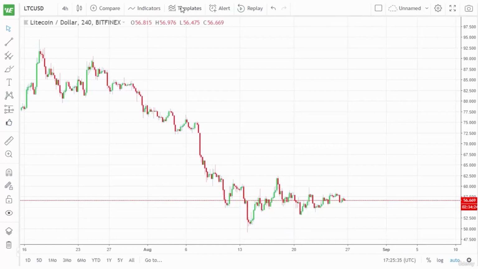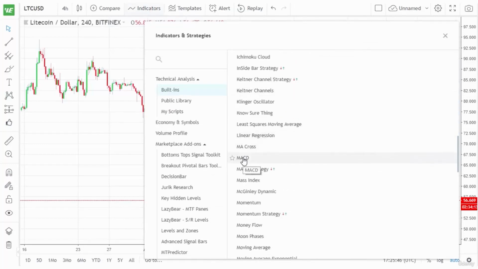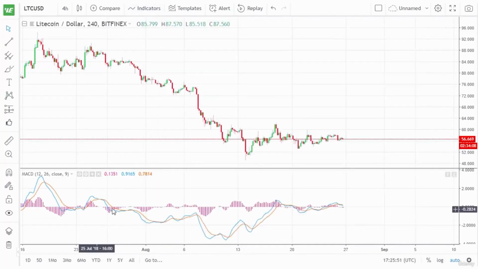I'll go ahead and start this video by pulling up the MACD on the Litecoin dollar 4-hour chart just by clicking on indicators, scrolling down to MACD, not MACD strategy, MACD, closing it, and you'll notice that we have a histogram and we have some signal lines, and we also have the 0 line in the middle. All of these will become important in a moment. These are the standard settings for cryptocurrency, though.